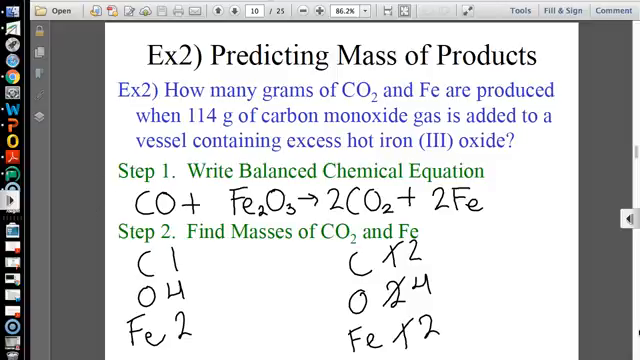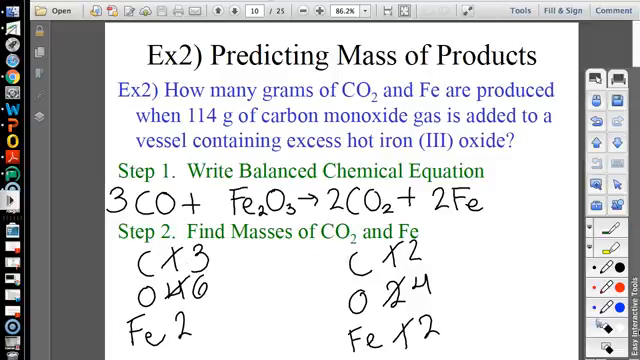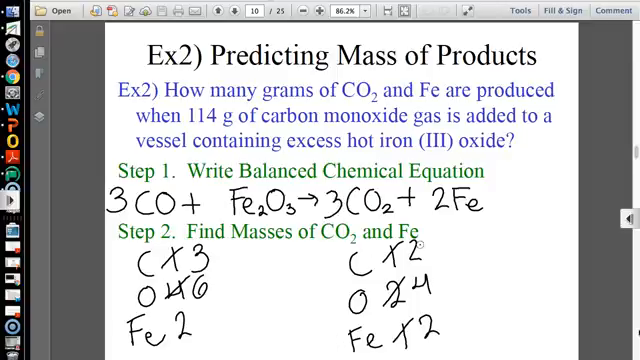So, it's kind of experimental. You kind of play around with it. But I'm going to put 3 carbon monoxide, so that'll give me 3 carbons. And 3 plus 3 oxygens would be 6. So if I look right here, I do need 3 in front of my carbon dioxide. That'll give me 3 carbons, and it'll give me 6 oxygens. And then my irons are balanced. So balancing is kind of hard, but you can work through these.